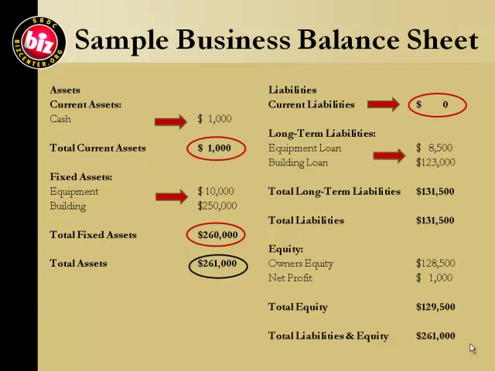The equipment and building were financed with long-term debt, which is shown here, and the total balance of all liabilities is shown here. The equity section includes the owner's equity of $128,500, which is the equity the business has in the equipment and building. The $1,000 of net profit retained by the business is included here as well. This net profit information would come from the income statement of the business. Here's the total equity. We see that this balance sheet balances as total assets equals total liabilities plus equity.